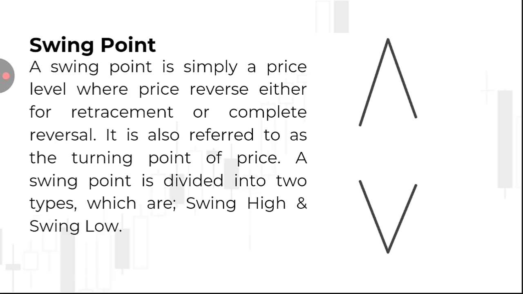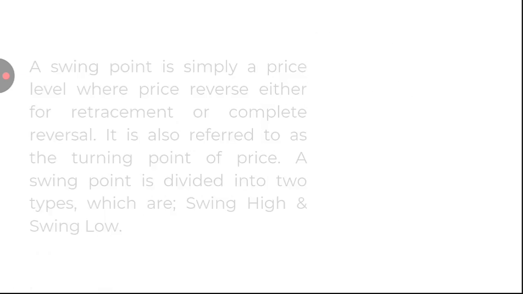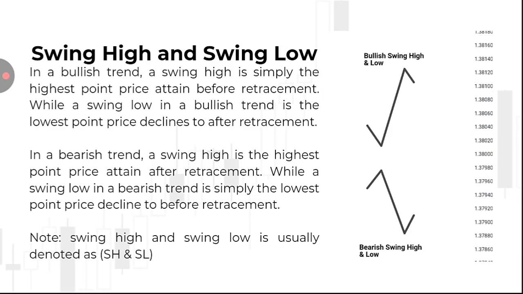So a swing point is divided into two types, which are swing high and swing low. Which brings us to our third term. Swing high and swing low, what exactly do these two mean? In a bullish trend, a swing high is simply the highest point price attains before retracement, while a swing low in a bullish trend is the lowest point price declines to after retracement.